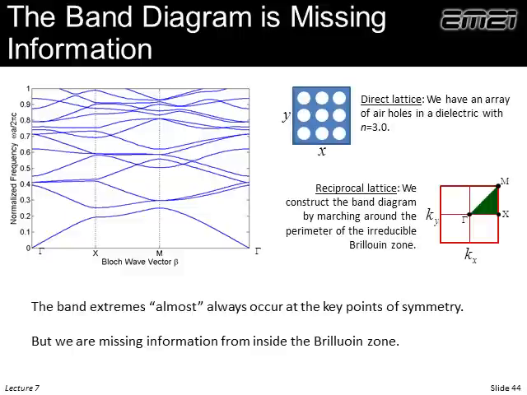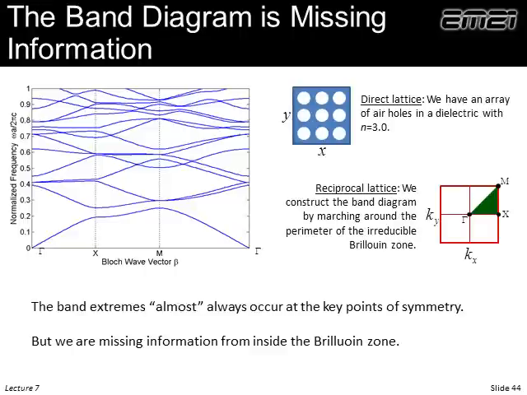So band diagrams are very nice, but they're missing information. A few slides ago, we started with the Brillouin zone. We whittled that down to the irreducible Brillouin zone. And then we said, we're just gonna march around the perimeter of the irreducible Brillouin zone. Well, in fact, we really needed to calculate the solution at every single point in that entire volume of the irreducible Brillouin zone. Well, there can be thousands and thousands of points throughout the middle, but maybe only a few dozen to resolve the perimeter around the irreducible Brillouin zone.